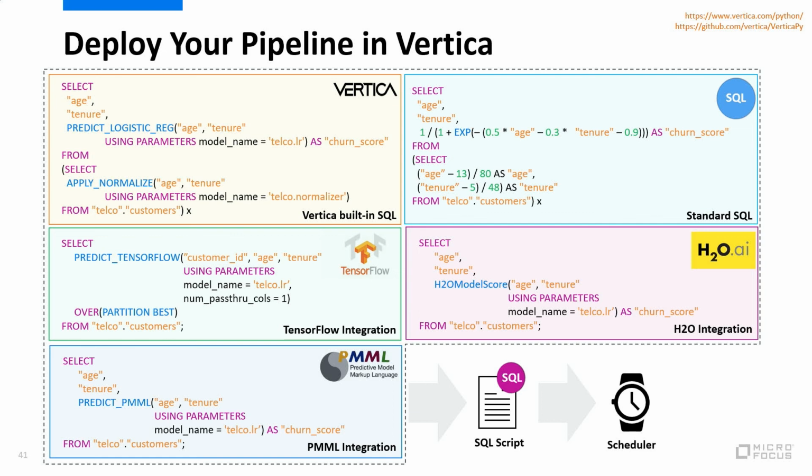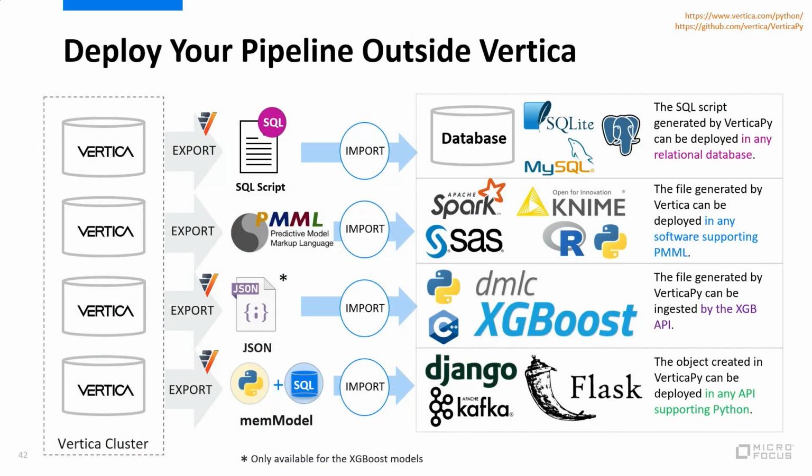So you have a lot of different functions like predict logistic regression, apply normalize. Those functions are for the built-in algorithms. But for the others, for example, you have functions to predict TensorFlow models, which will be predict TensorFlow. You will also have a function for predicting with PMML. So you can directly import your work to Vertica or just use the model that was created in Vertica and then do the scoring in database. So you have multiple ways to deploy your work into production in Vertica.